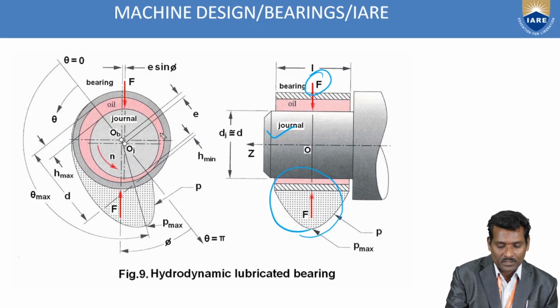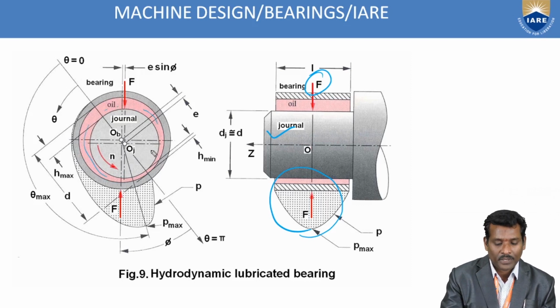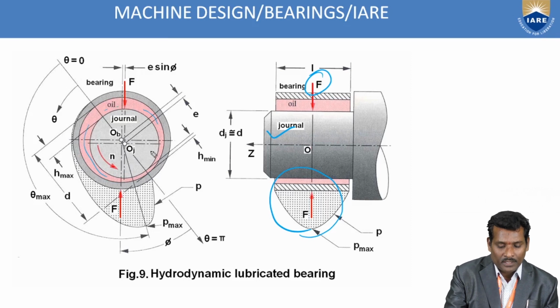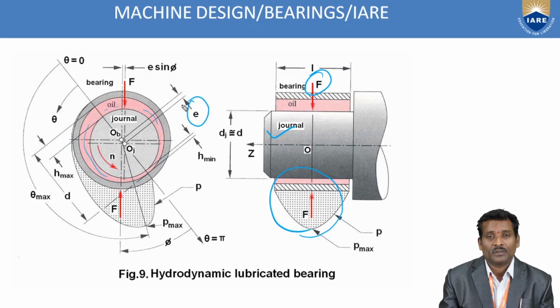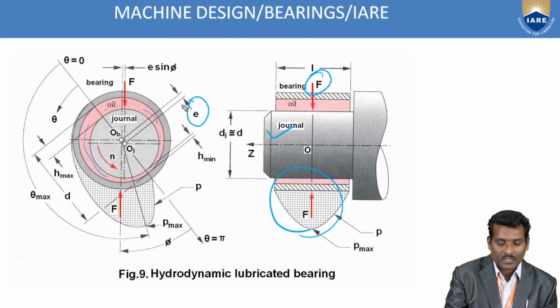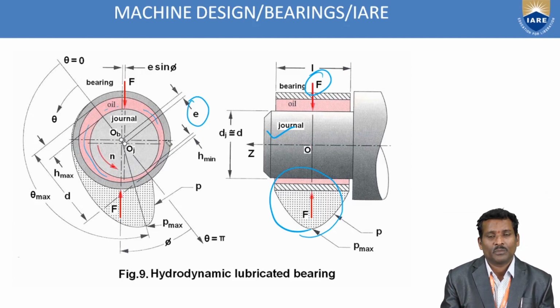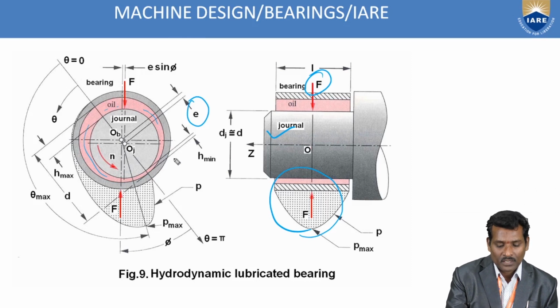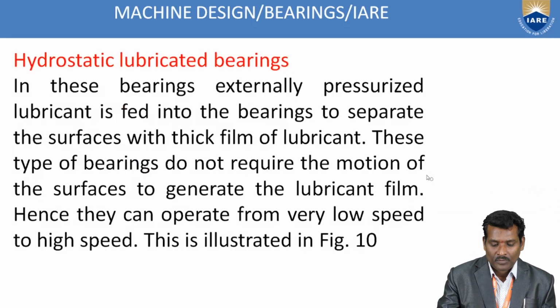This is the journal, and this oil is filled inside the bearing. And this one is the e. We have already discussed this. e is the eccentricity, the radial distance between the shaft axis and the radial bearing axis. This is the journal axis, and this is the bearing axis.